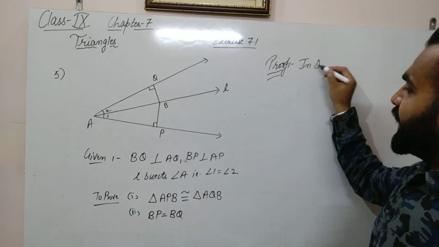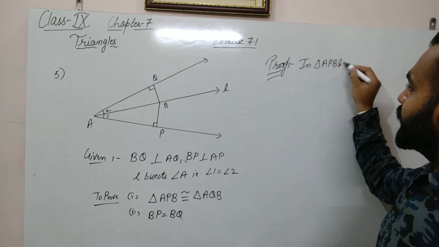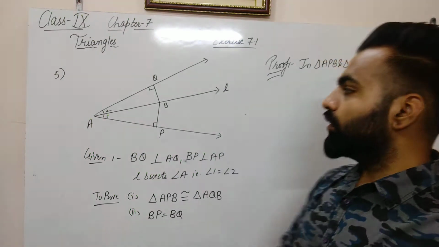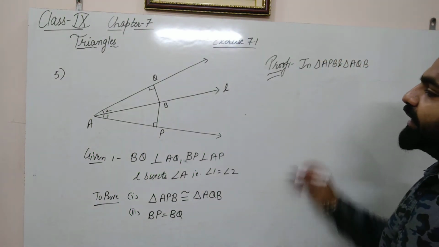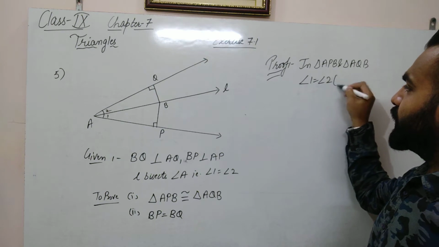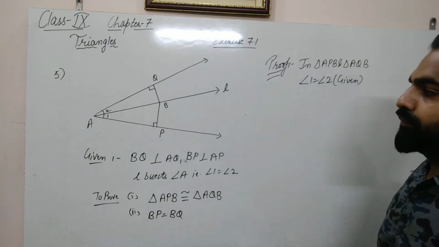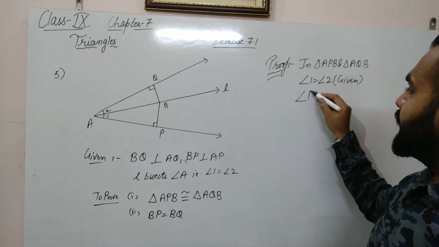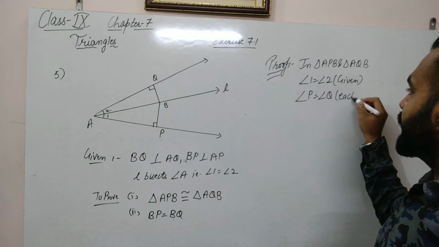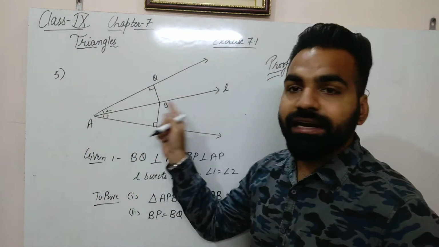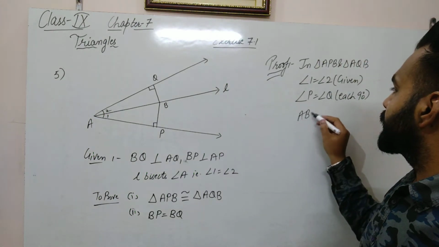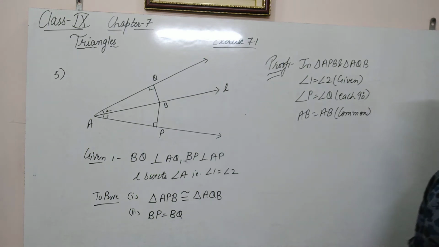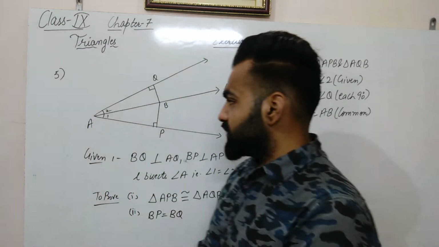First of all, we will prove triangle APB congruent to triangle AQB. These two triangles we have to prove congruent. Clear? So we can see that here angle 1 is equal to angle 2. This is given in the question. Also angle P is equal to angle Q, each 90 degrees, and the side AB is common here. Clear everyone? So three parts are equal. We can prove the triangles congruent here.